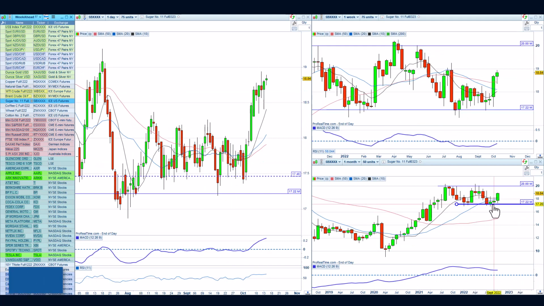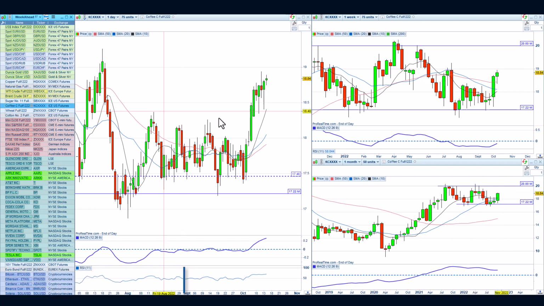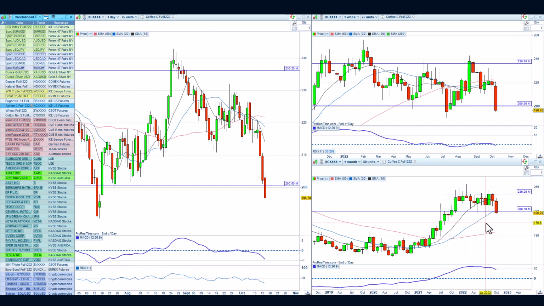Sugar is finding a nice little bit of support within this range, looking bullish right now. I expect it to come back up towards 1920 and just keep testing that level. Coffee is starting to break through these lows, so that's coming under pressure as well. It also looks as though it's going to come back and test these recent lows.